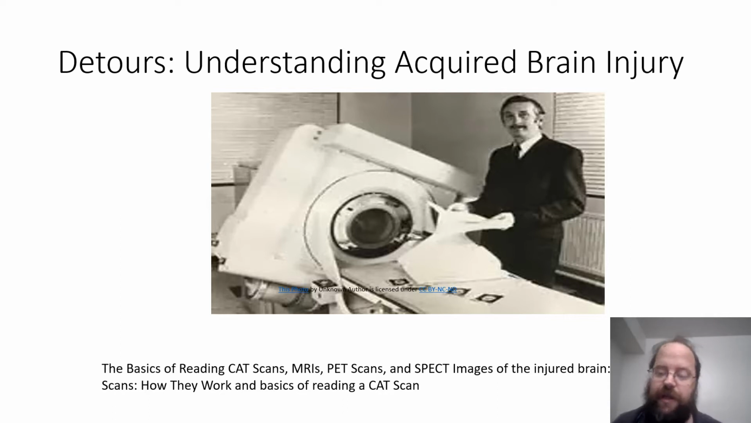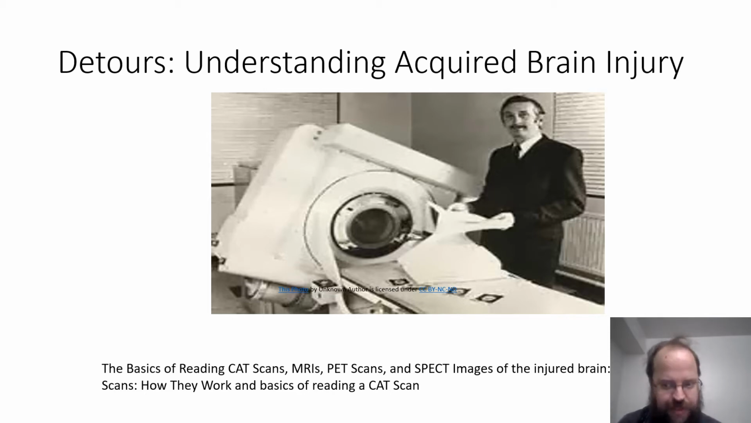We're going to be talking about making sense of CT scans or CAT scans. CAT stands for Computer Axial Tomography. Now we've shortened it to computer tomography because the fact that it spins around the axis of the body really doesn't matter. We know that.